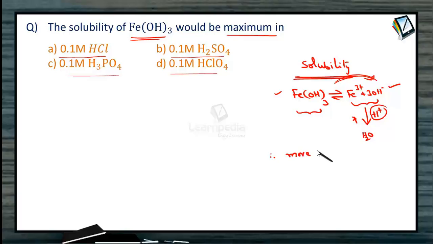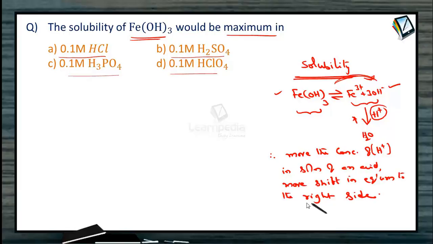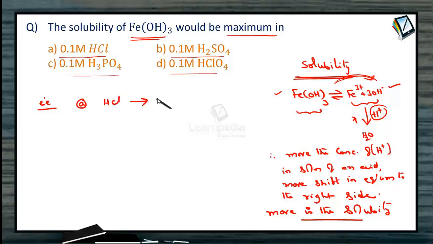Therefore, the more the concentration of H+ in the solution of an acid, the more OH- will be taken away from the system at equilibrium and the more is the shift in the equilibrium to the right side. And the more the shift in the equilibrium to the right side, the more is the solubility. Now we have to find out in which of the four solutions the concentration of H+ is more. In case A, HCl, being a strong acid, undergoes complete ionization to give H+, and since the concentration of HCl is 0.1 molar, the concentration of H+ is also 0.1 molar. So in A, the concentration of H+ is 0.1 molar.